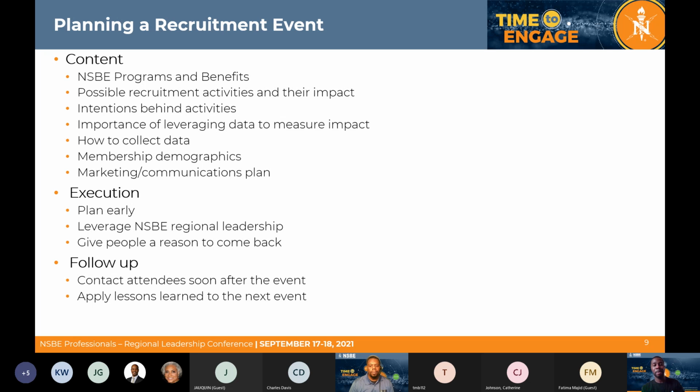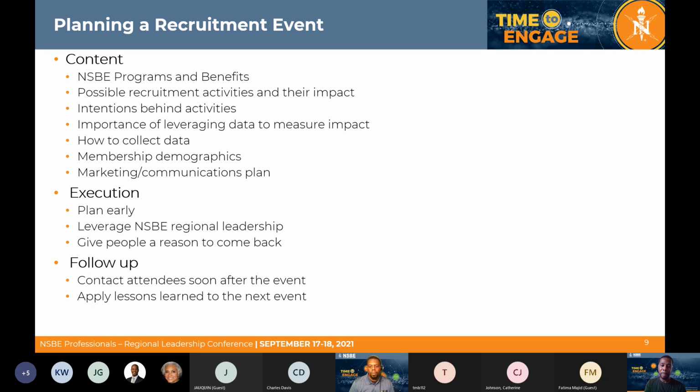And then finally, follow up. You want to make sure you contact the people who came to your event as soon as possible afterwards. Thank them for coming, give them contact information for the chapter, maybe leave them a list of upcoming events. Make sure they felt like they were important and that you didn't forget about them right after the event, and apply any lessons learned from this event to whatever you do next.